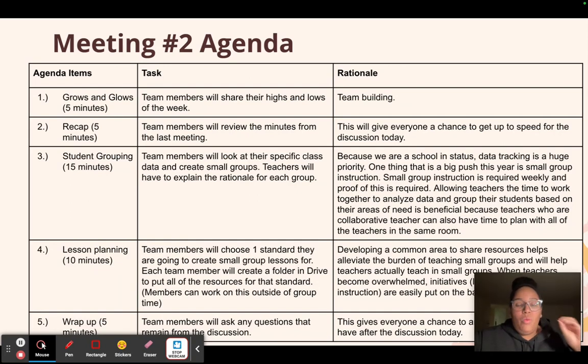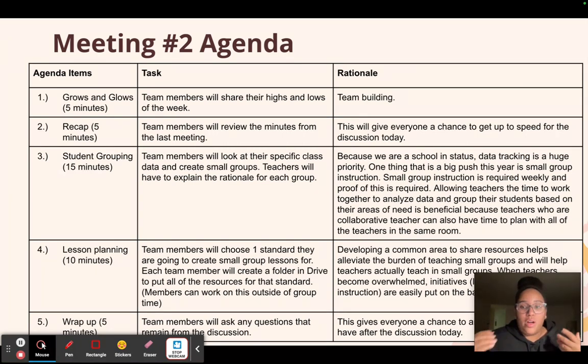Because we're a school in status, one of the things that we've been tasked with is working in small groups. They want to see small groups multiple times a week. At this point, it's not required for every single day, but that's what they want to see. So, for the next meeting, after analyzing the data, we need to start breaking our students up into several groups.